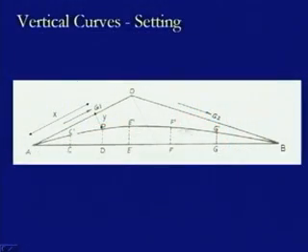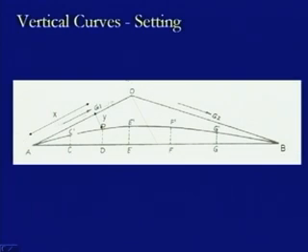Here this curve is to be drawn. This is the tangent 1, this is another tangent on this side, this is up gradient plus g1, this is down gradient minus g2. This is the tangent point 1, this is the tangent point 2, where they have been connected by a chord like this.